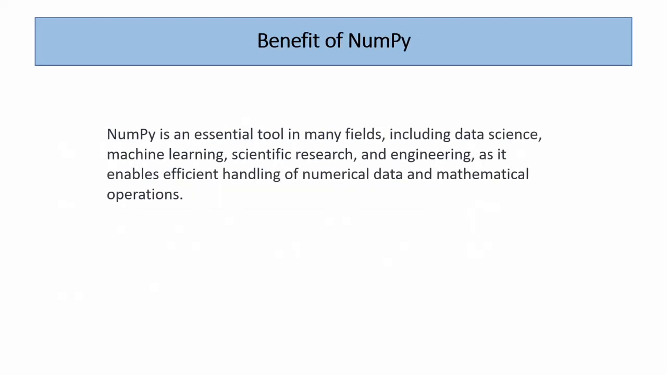np is the alias object here. If we look into the benefits of NumPy, NumPy is an essential tool which is used in many fields like data science, machine learning, scientific research, and engineering. It works on numerical data and mathematical operations, and the best thing is that by using NumPy we can have better performance, better memory efficiency, and better operations. It's helpful for specialized functionalities required for working in any type of field. So this is the overall introduction which I covered in this session.